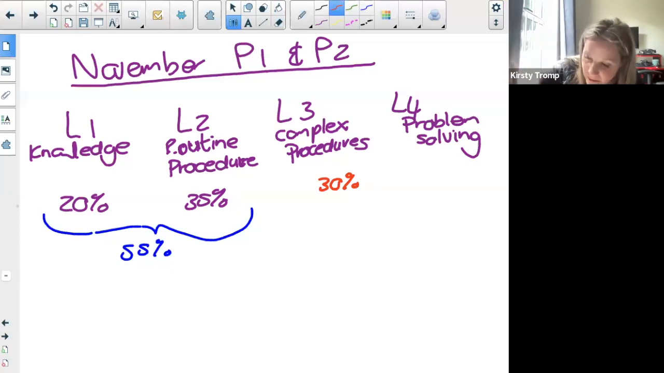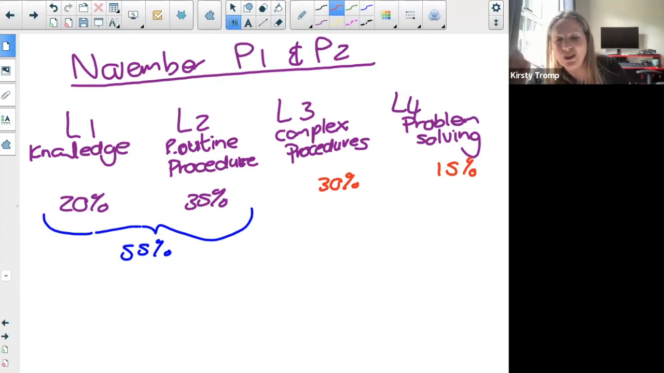And problem solving, 15%. So those level 4 questions, those questions where you're like, man, never taught us this, it was so hard, that is only 15% of your paper. So even if you don't get to that question or you don't finish that question, you can still get 85% for maths, paper 1 and paper 2. Even if you don't get to that extremely hard question, it should only be 15% of your paper, which means you can still achieve 85%.